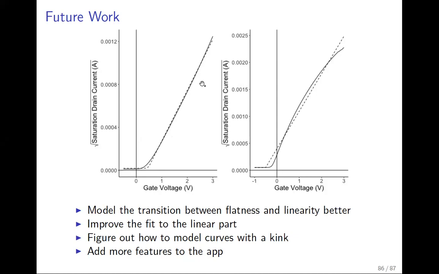during the fitting process. Another direction involves figuring out how to model curves with a kink, like the solid curve in the right panel. The fitted model fits poorly. Possibly a piecewise linear model with 3 pieces would fit better. One piece would go here, a second piece would go here, and a third would go here. A third direction involves adding additional useful features to the app.